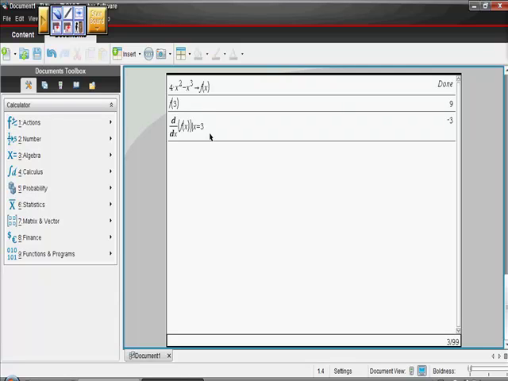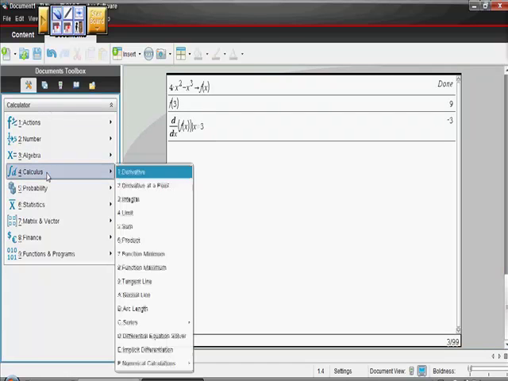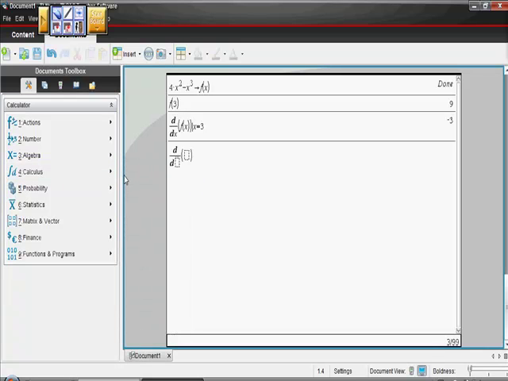If you thought you were going to do more than that, what I would do is this. I would go to Calculus here. I would go to Calculus. I would take the derivative. It gives you d/dx of f of x.